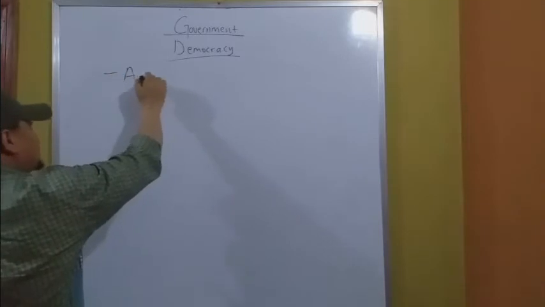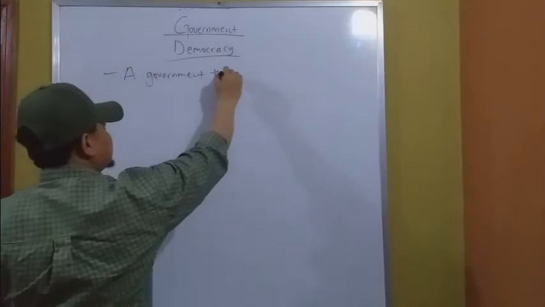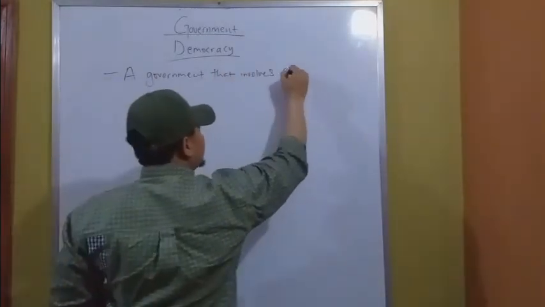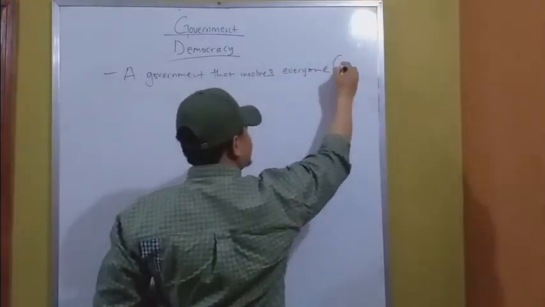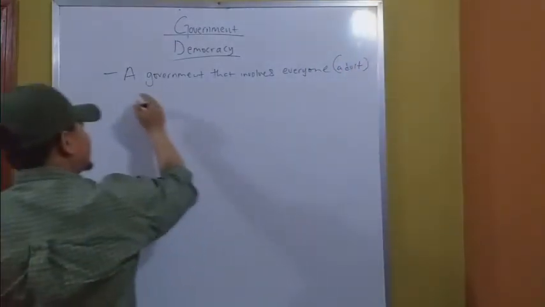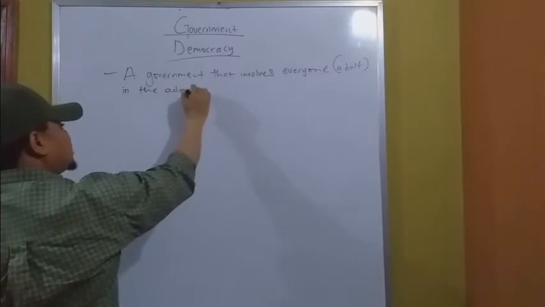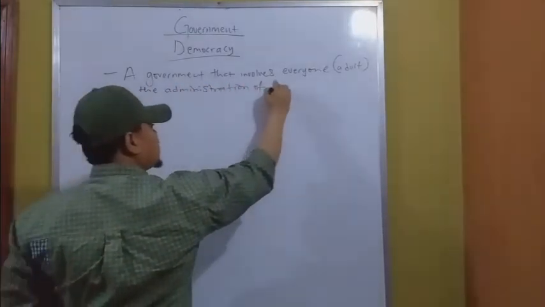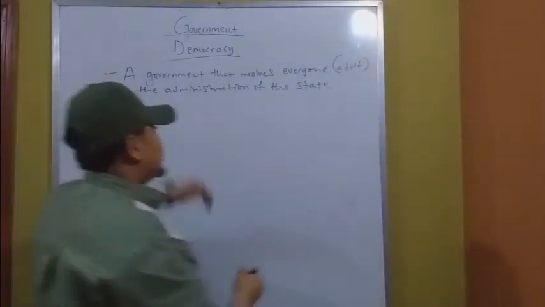Now, we can simply define democracy as a government that involves everyone, and let us put in brackets, adults, in the administration of the state. A government that involves everyone.